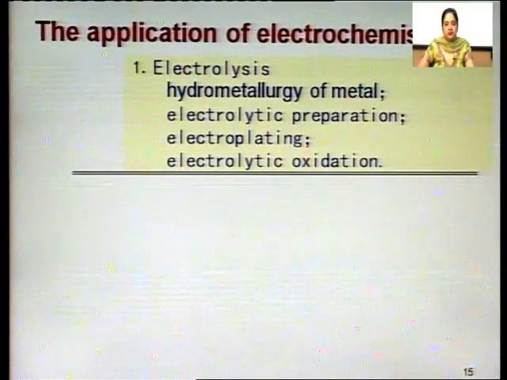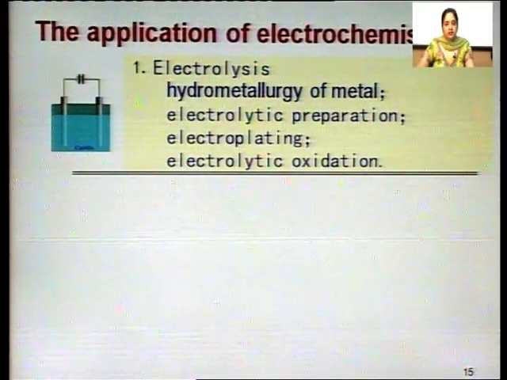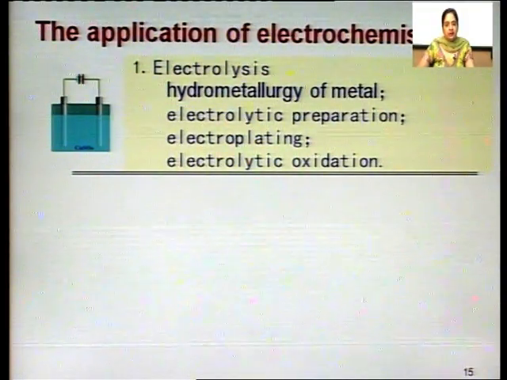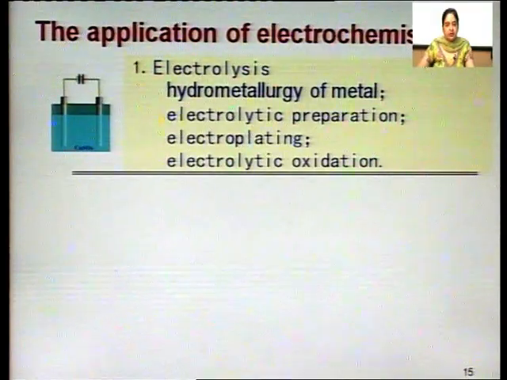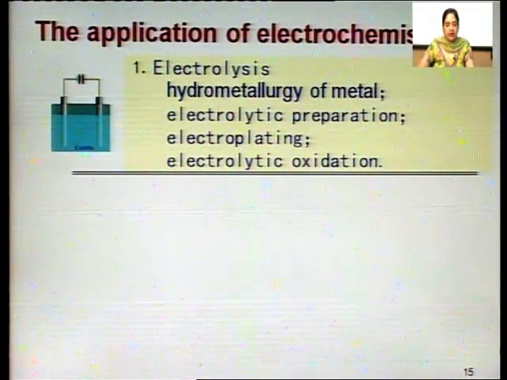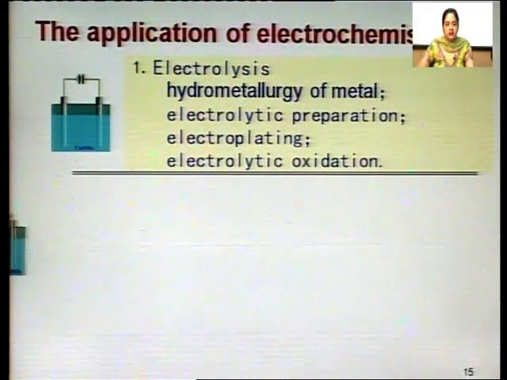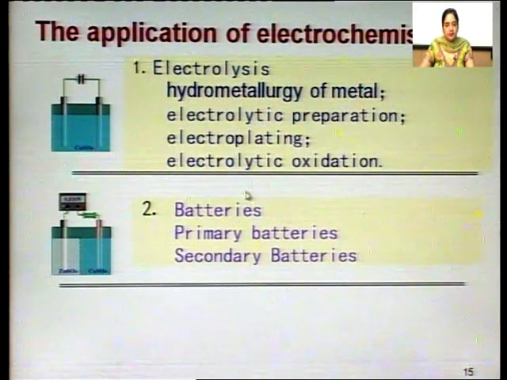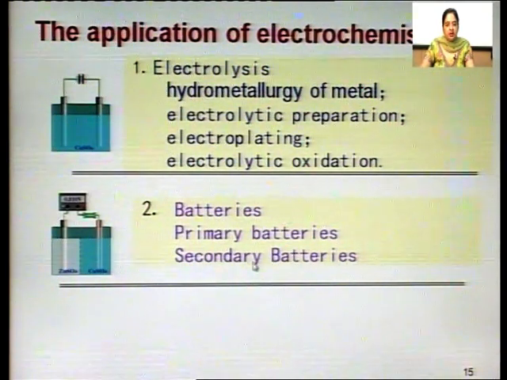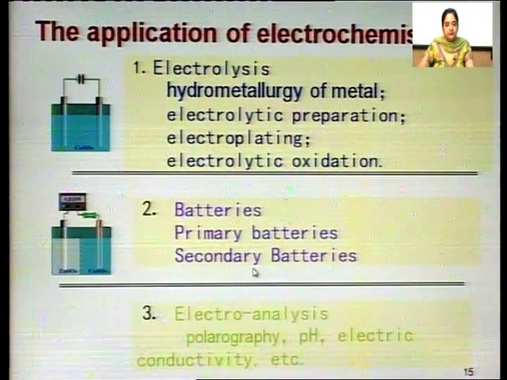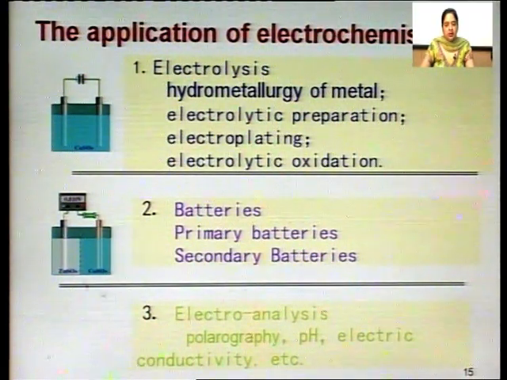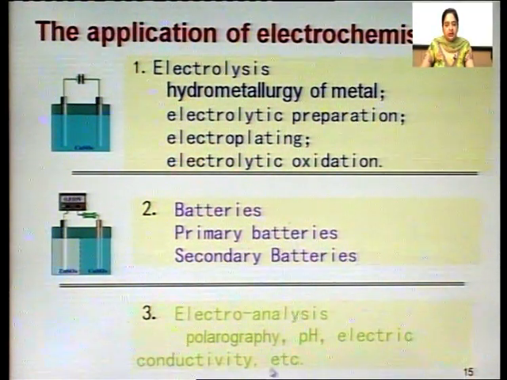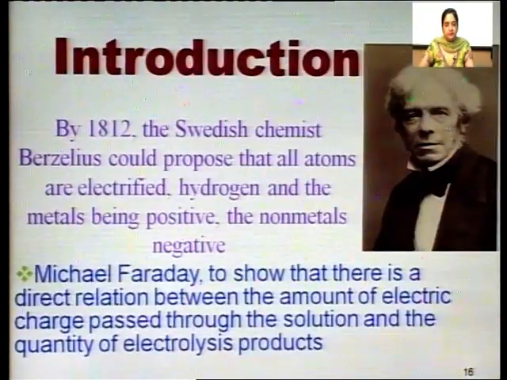Applications of electrochemistry. First is hydrometallurgy of metal, electrolytic preparation, electroplating and electrolytic oxidation. Second is batteries, primary batteries and secondary batteries. Third is electroanalysis, polarography, pH, electric conductivity.